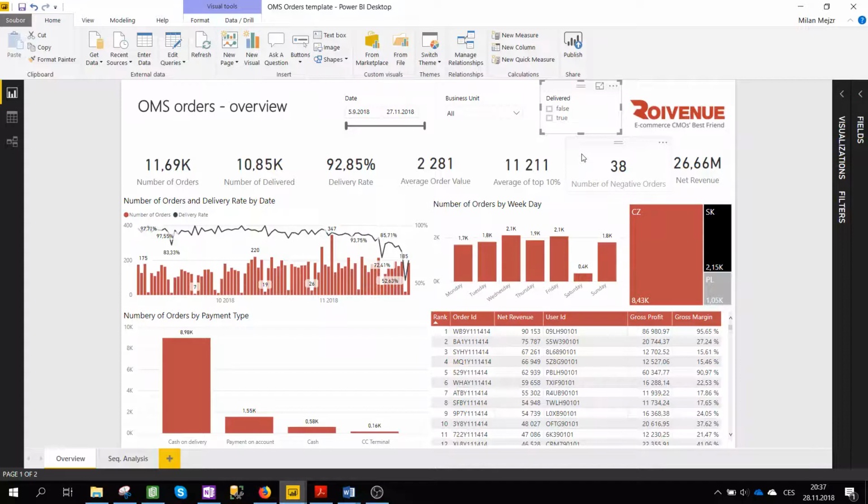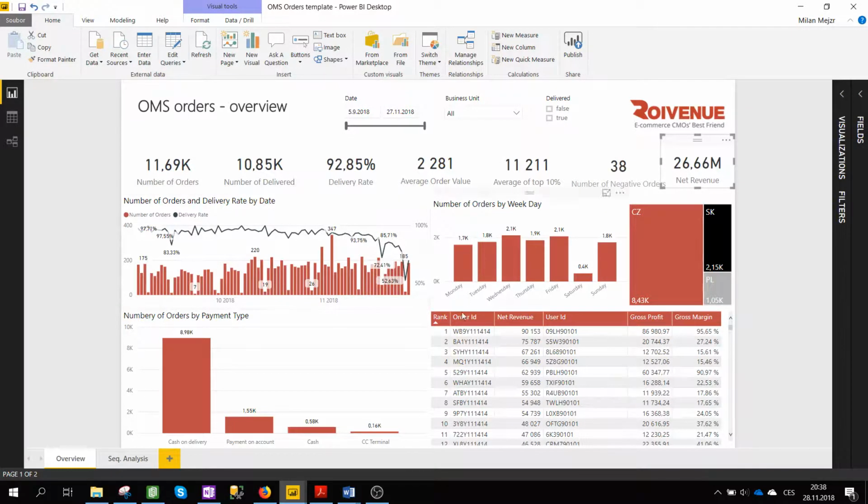And the next one is number of negative orders. In some cases, e-shops have an issue that they sell and they have zero profit basically. So in this case, 38 orders had gross profit lower than zero. So this shows us negative gross profit. The next KPI is just the pure sum of net revenue, in this case 26 millions.